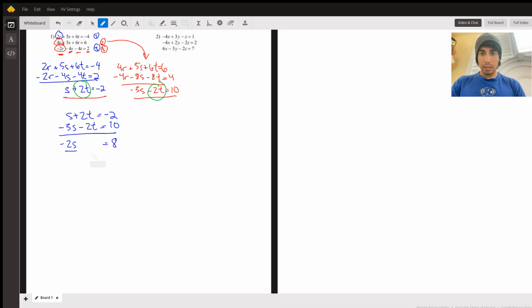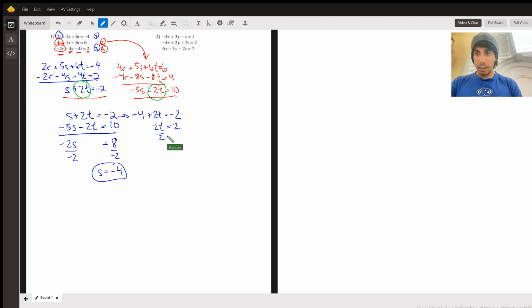I'm going to divide both sides by -2. And that's going to be s equals -4. All right, so that's one of our variables. We can go ahead, plug that back into the original equation, find t. So we're going to plug that back into this one. So I've got, instead of s plus 2t, I'm going to substitute -4. So I've got -4 plus 2t equals -2. Add 4 to both sides, so I'll get 2t equals 2. And divide by 2, and that gives us t equals 1.